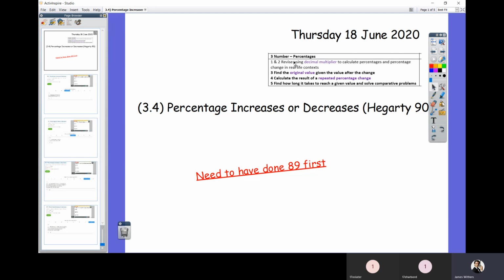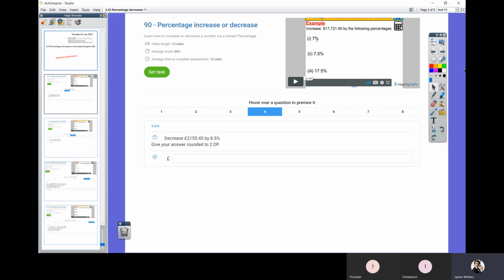Now there's no point trying to do today's Hegarty number 90 until you have done yesterday's 89 first. So if you haven't got around to doing that yet, please go and do that before you try to do today's Hegarty. Okay, so all I'm going to do is model a few of the ones that are going to crop up in Hegarty 90. So this is an example of what questions 1, 2, 3 and 4 look like.